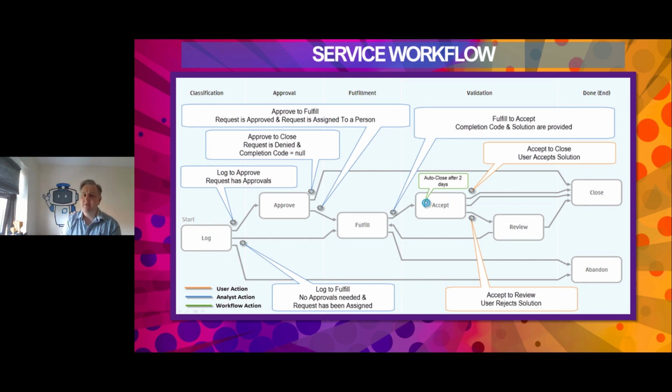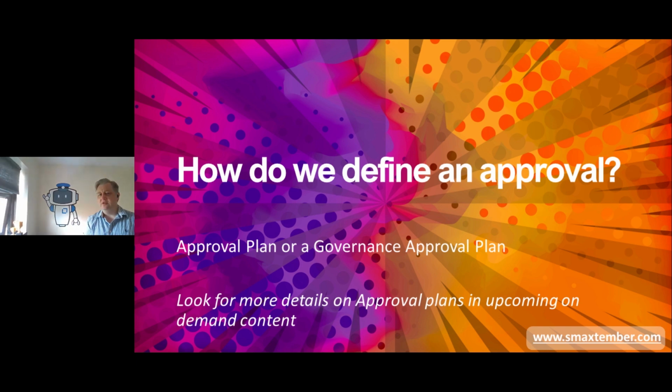Okay, so that's giving you a high-level overview of the workflow around services, and we talked about some of the process automation we have within the product. Now, I mentioned approvals a few times, so how do we define an approval? Well, similar to task fulfillment plans, we have a concept of approval plans, or a governance approval plan. And we'll look to provide more details around approval plans in one of our upcoming on-demand content.